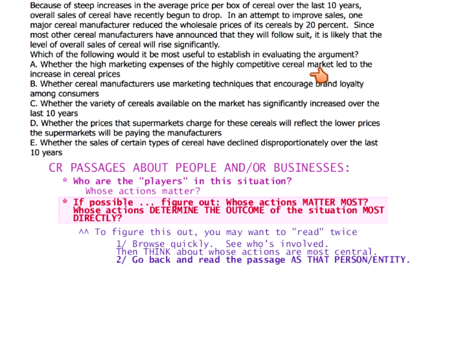Ultimately, what does sales boil down to? Who determines that? Chat box, if you know.